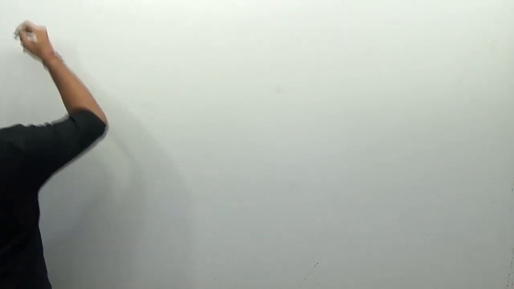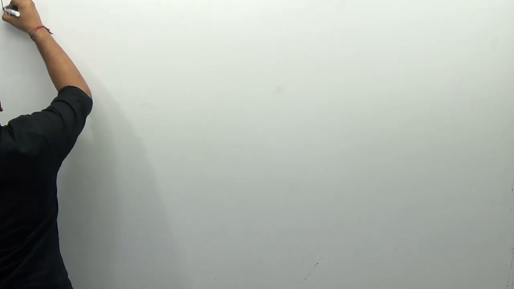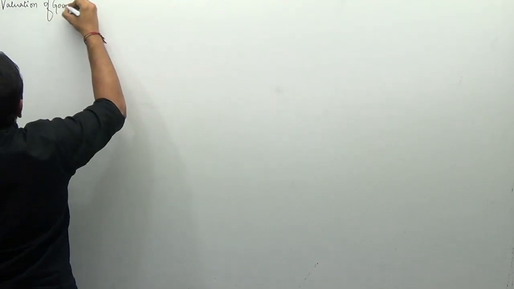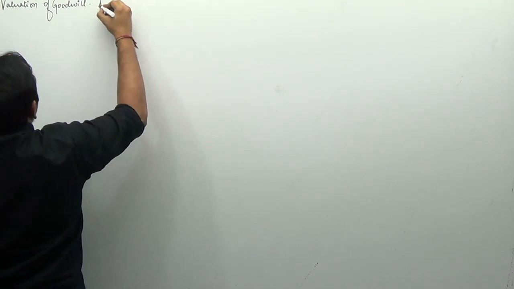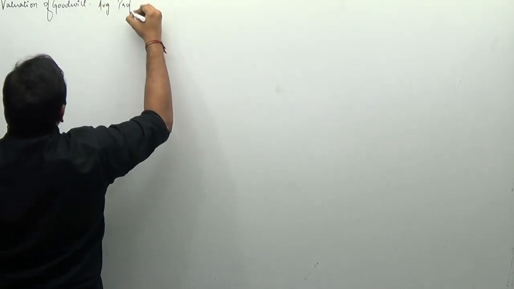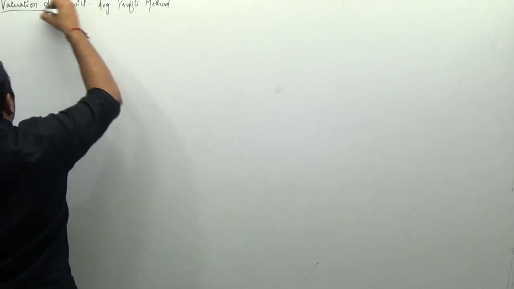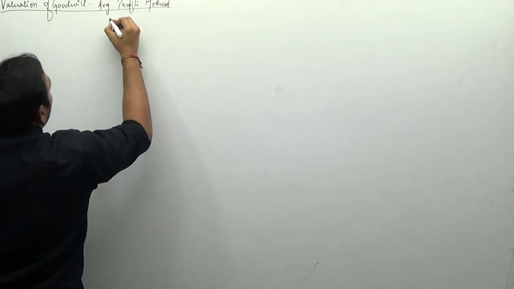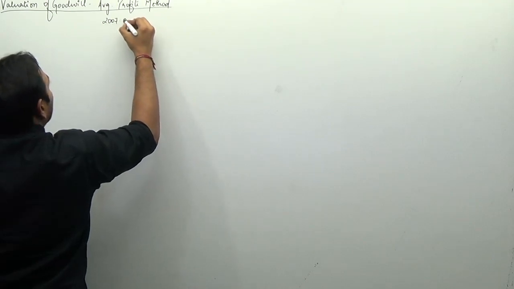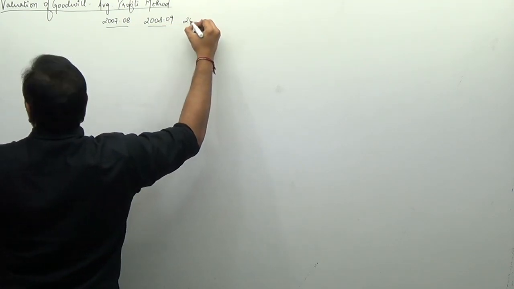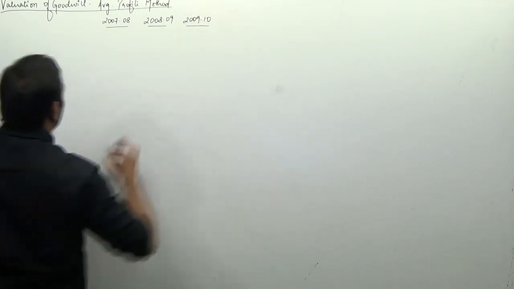Go on, guys. We have 3 years profits given. You can start with that. There are some adjustments to be done each year. Valuation of goodwill, average profits method. Yes, guys, go on. First, 2007-8, 2008-9 and 2009-10. 3 years profits are given to us. We can start with that information given.